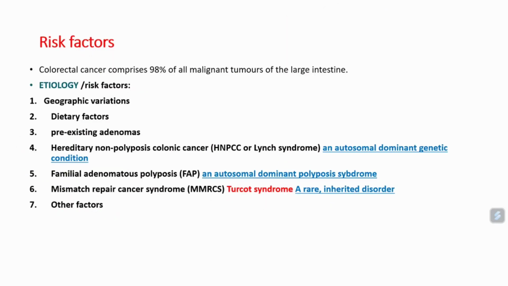In previous classes we already discussed the risk factors of colorectal cancer. In geographic variations, Northern American and Northern European people have a high risk of colorectal cancer, and the remaining populations have less prevalence. In dietary sources, patients taking a low fiber diet, high refined carbohydrates and high fat have risk of colorectal cancer, and pre-existing adenomas or polyposis may again lead to colorectal cancer.